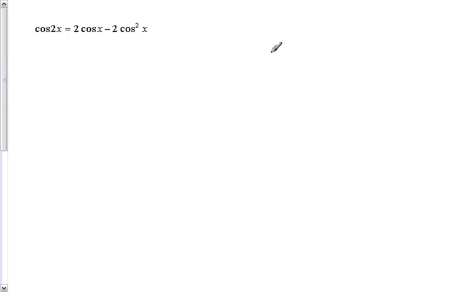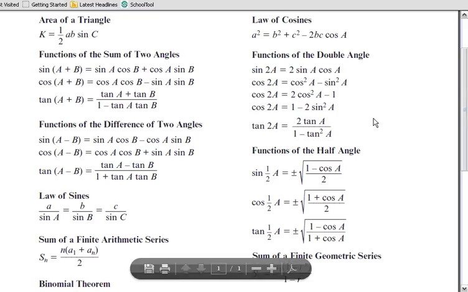Alright, number one, cannot factor. Even if I get cosine of 2x on the other side, I cannot factor. Cosine of 2x needs to be swapped out. That's the first thing I got to do. So I have three choices for cosine.